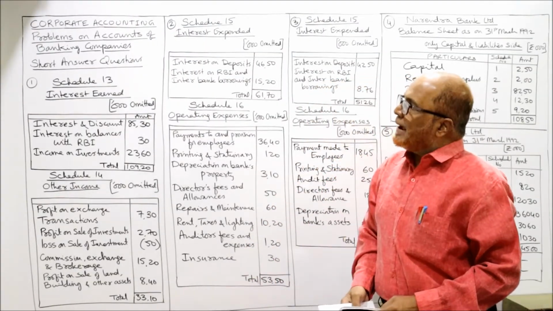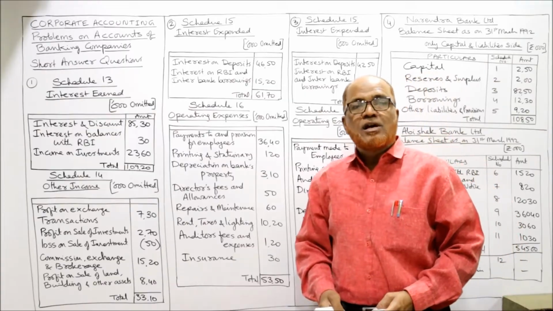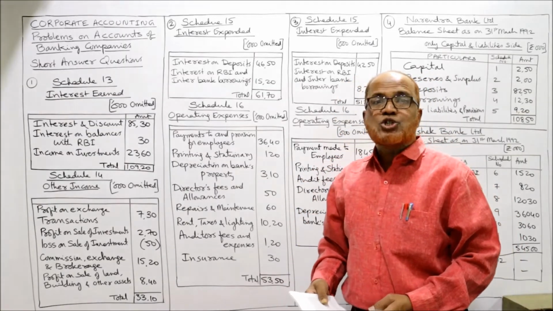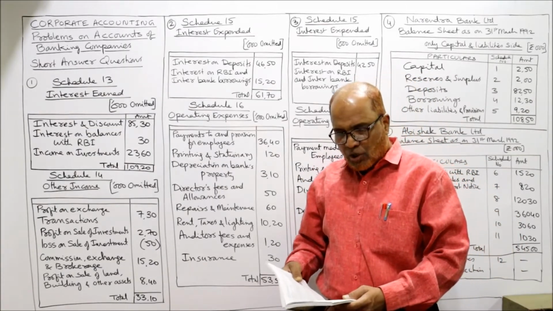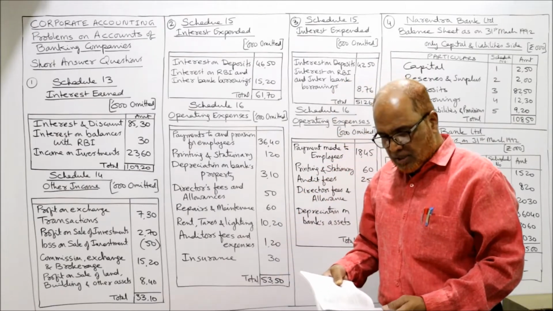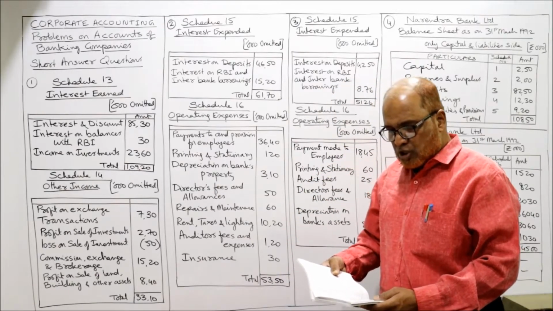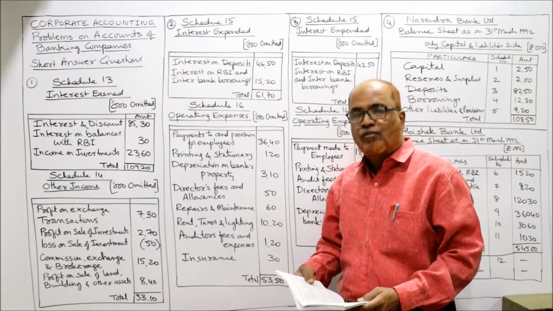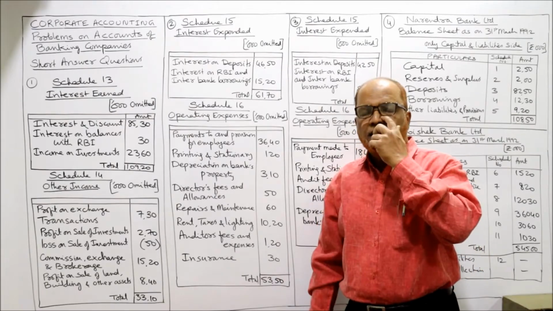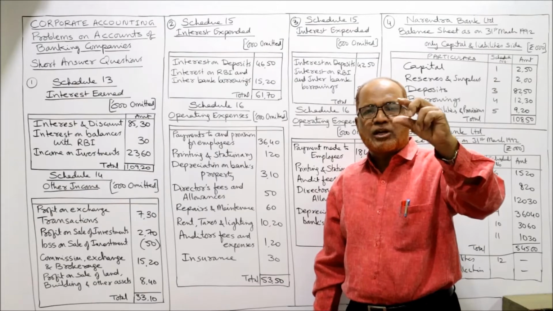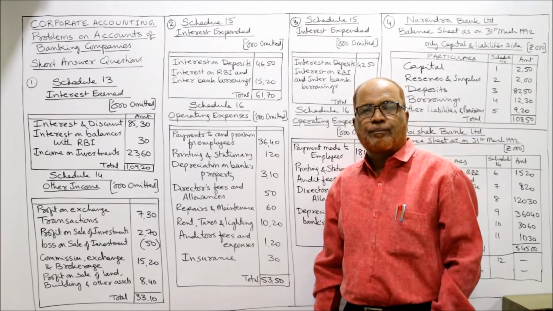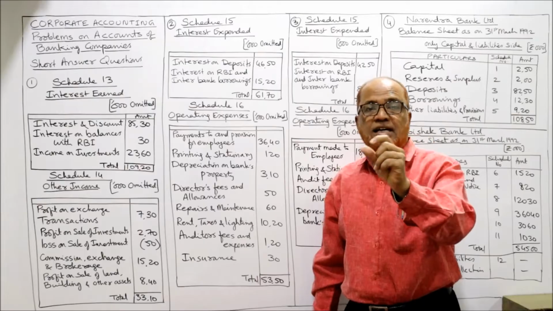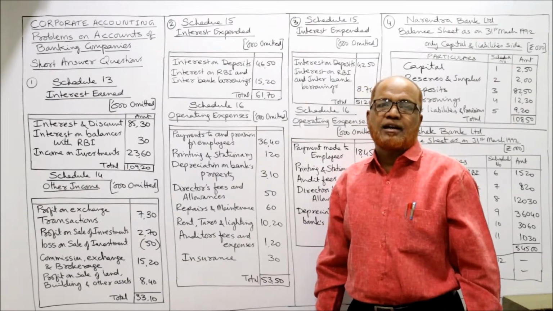So problems on banking companies, accounts of banking companies. First, we will solve the short problems. First short problems. See the first short problems. On the basis of the following information, prepare Schedule 13 interest earned and Schedule 14 other income. See here. In the profit and loss account, the first schedule is 13, second schedule is 14. 13th schedule is interest earned, 14th schedule is other income.